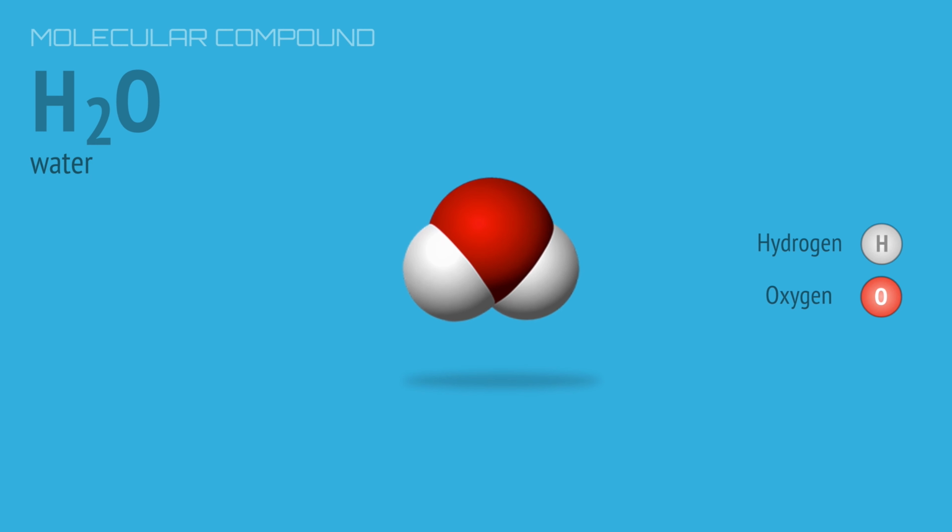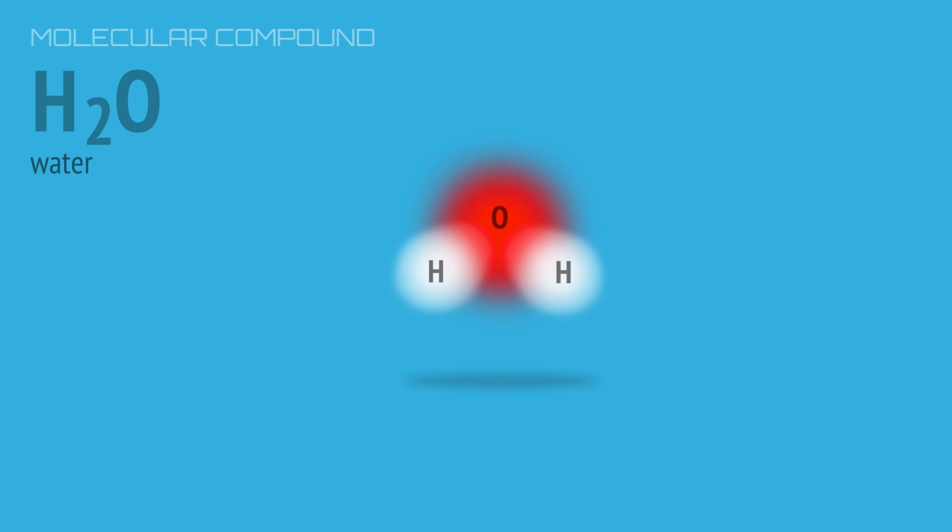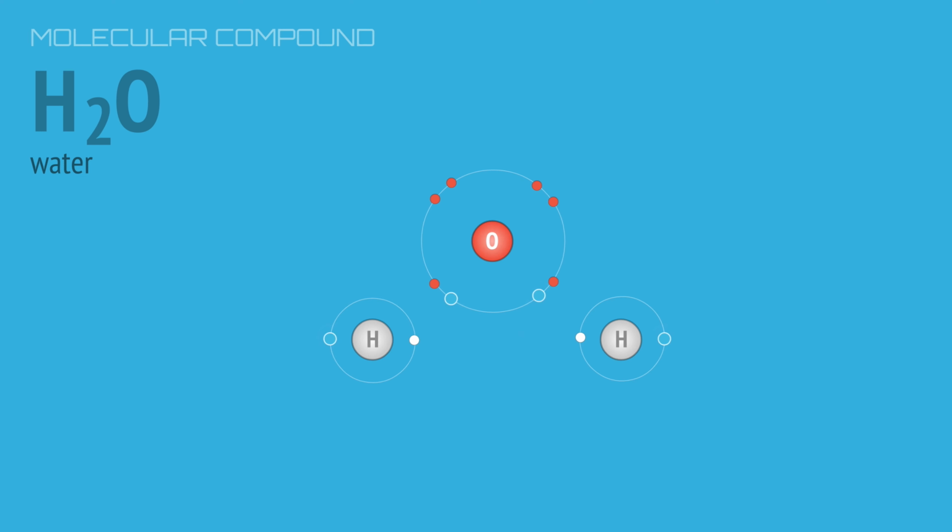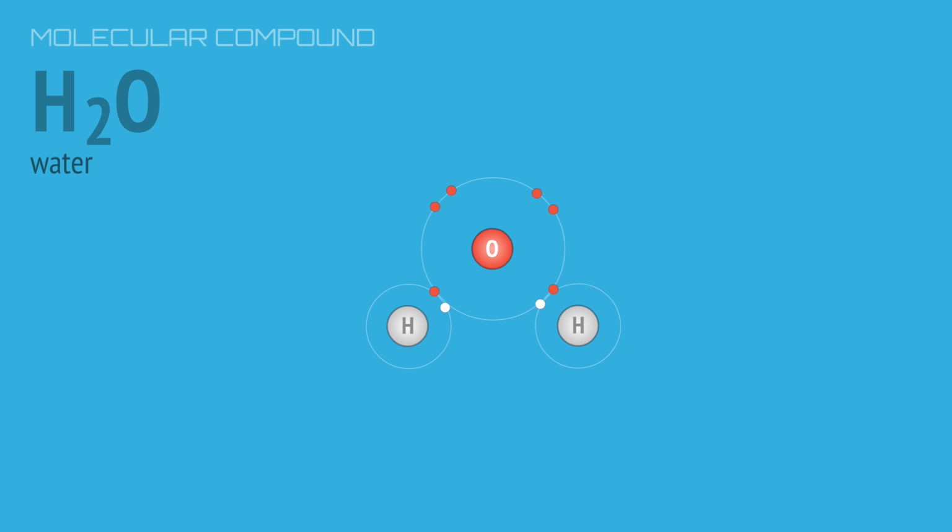A water molecule has electrons shared between the oxygen and hydrogen electron clouds. The oxygen atom has 6 outer electrons and needs 2 more to fill its outer shell. By sharing electrons with the hydrogen atoms, the outer shells are completed, forming covalent bonds and a molecule of water.